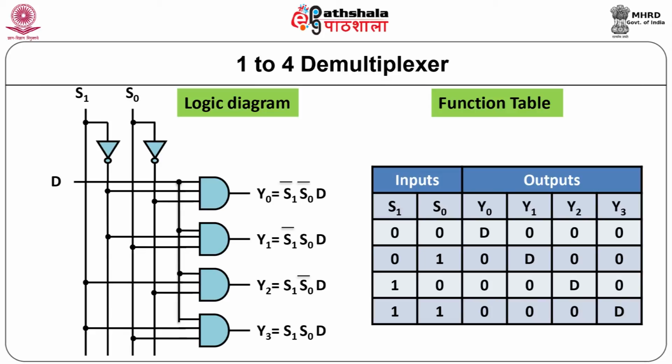As seen from the function table, the first output can be obtained only when S1 bar and S0 bar are active. Similarly, the output Y1 is enabled when S1 bar and S0 is active, whereas Y2 is enabled when S1 and S0 bar is active, and Y3 is enabled only when both S1 and S0 are active. Now, we can definitely generate similar higher order demultiplexers like 1 to 8 or 1 to 16 demultiplexers.